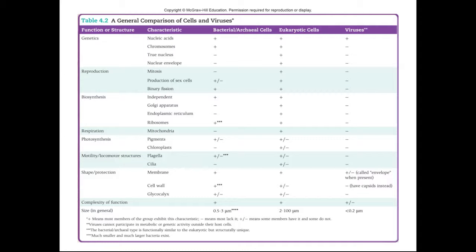Here is a summary slide summarizing the differences between prokaryotic cells, so our bacterial and archaeal cells, our eukaryotic cells, and something we haven't talked about yet, viruses. The general trend is eukaryotic cells are the largest and the most complicated. The second largest and most complicated are the prokaryotic cells, and then the smallest and simplest will be viruses.